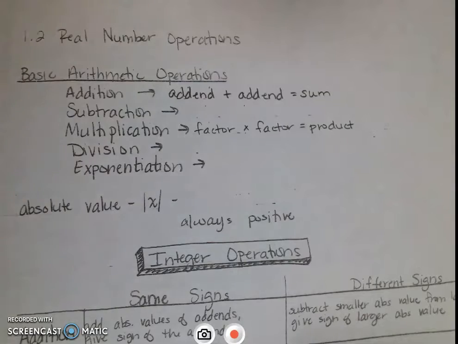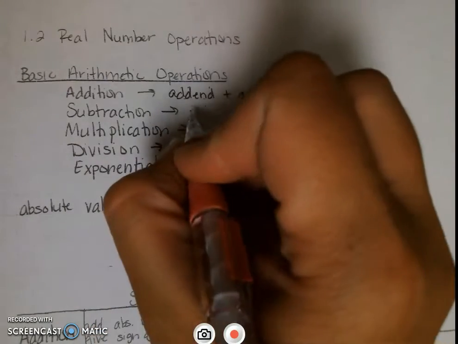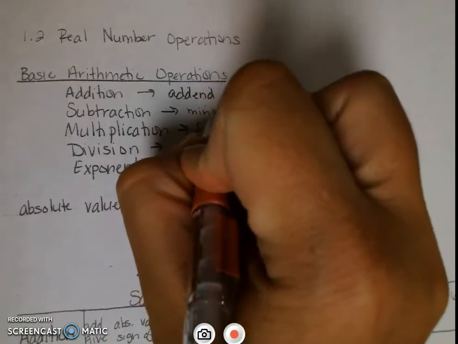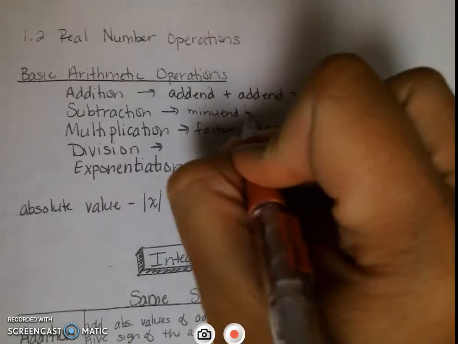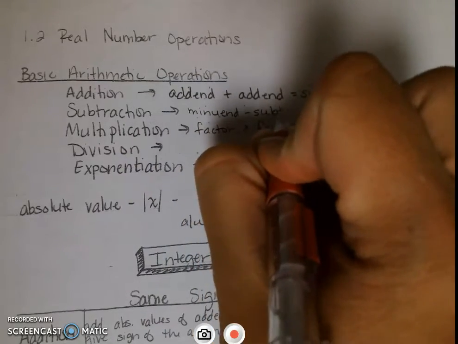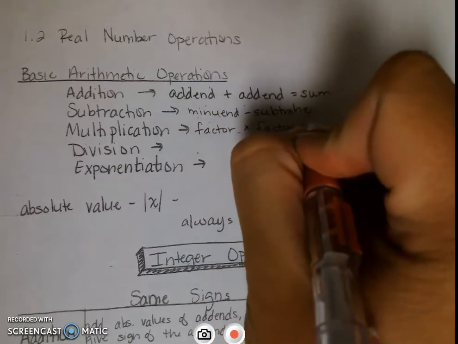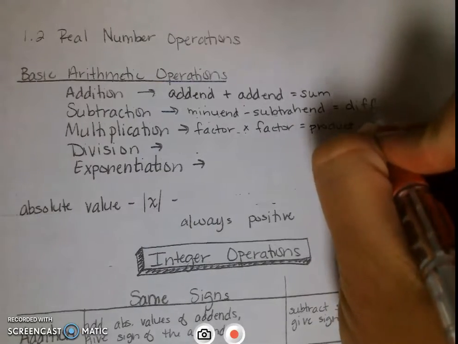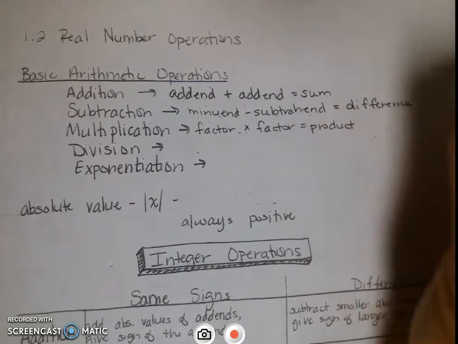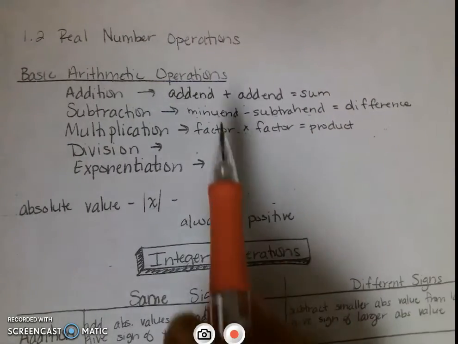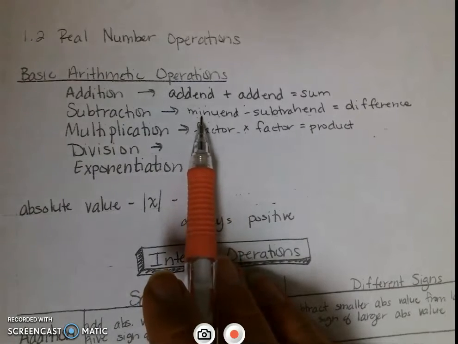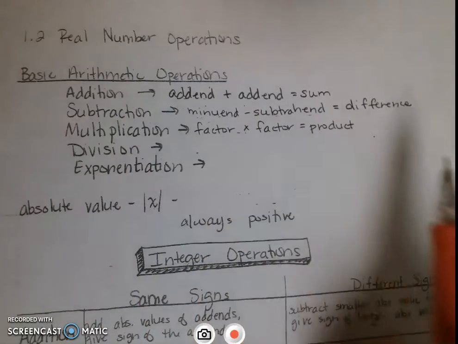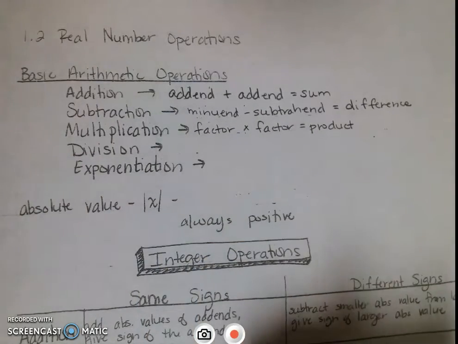Subtraction and division are a little bit different. Each of their terms is different. So for subtraction, we have the minuend minus the subtrahend equals the difference. I'm sure difference is the one that you're the most familiar with, but that first one is the minuend, and we're taking the subtrahend, subtraction, away.